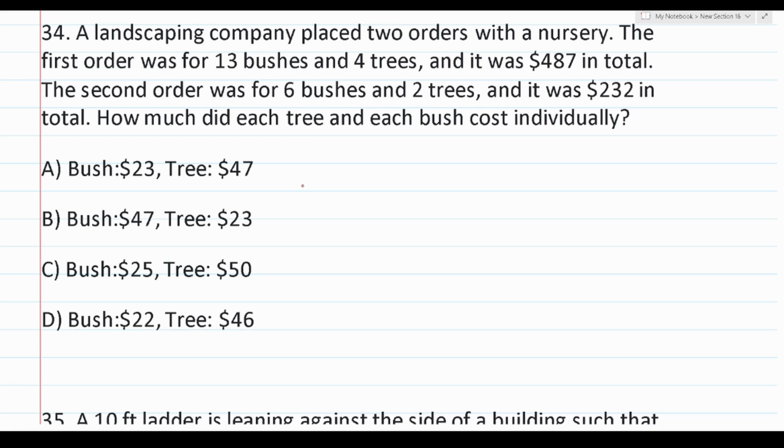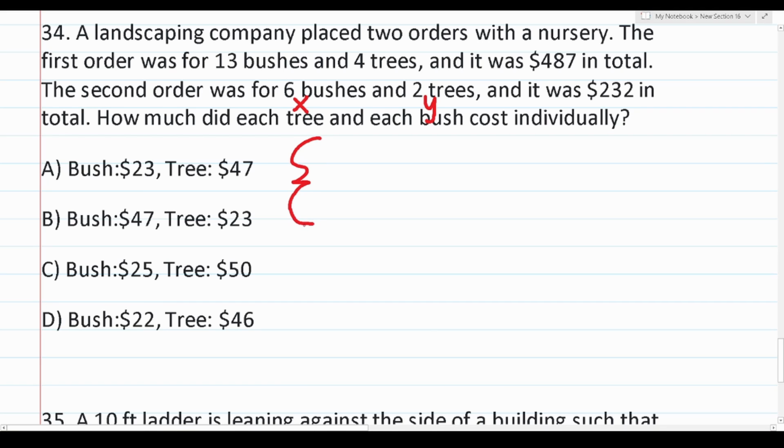Whenever you see a problem that's asking you to solve for 2 things individually, that should be a clue that you're going to need a system of equations to do so. And if you recall, systems of equations are usually x plus y equals some whole number. In this case, if we let trees be x and bushes be y, we can take these 2 pieces of information that we're given and convert them into algebraic expressions. So let's go ahead and do that.